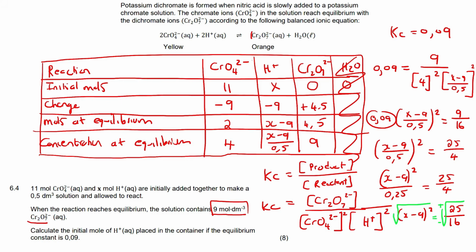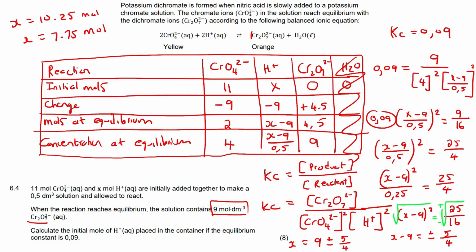One of the x answers will probably be negative, which isn't allowed. So we end up with x minus 9 equals plus minus. Now the square root of 25 is 5 and the square root of 16 is 4, and so we end up with x equals 9 plus minus 5 over 4. Oh no, it's not going to be a negative number. So for the first answer, we get x as 10.25, and for the second answer, we get 7.75. And x is moles, so we could say moles.